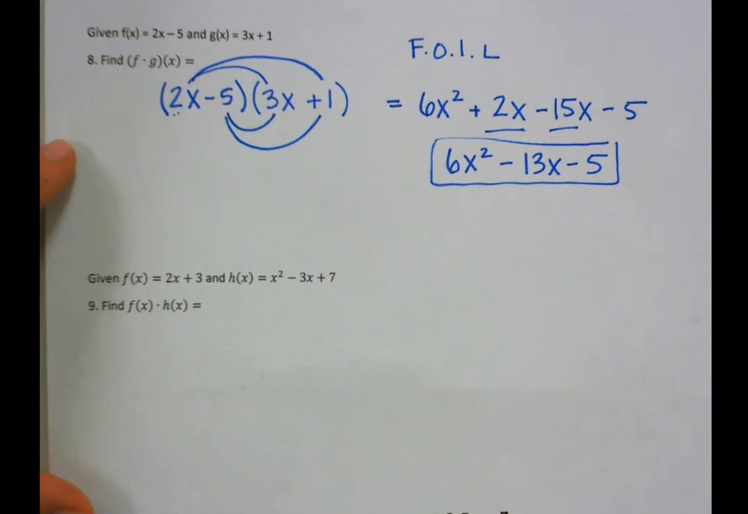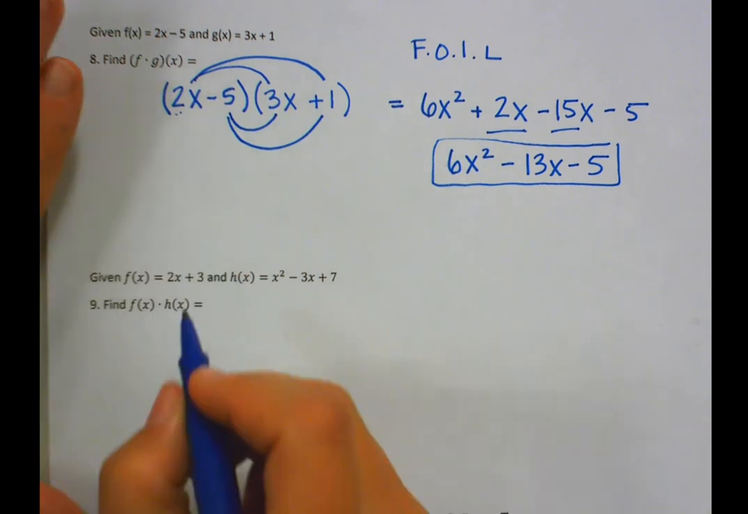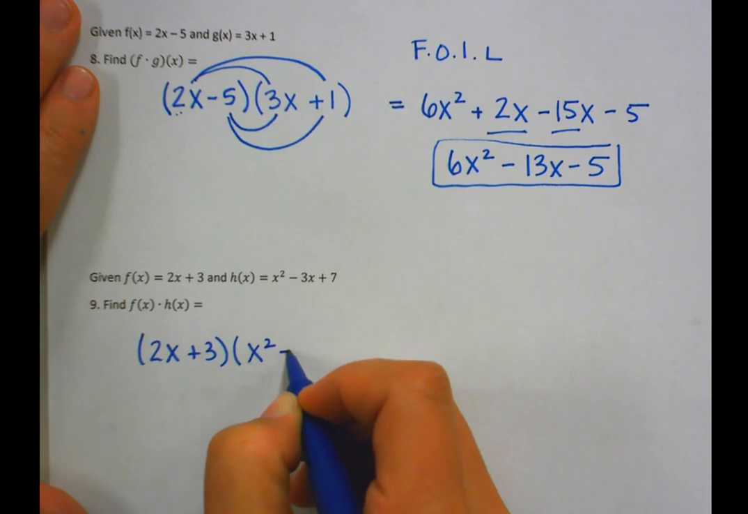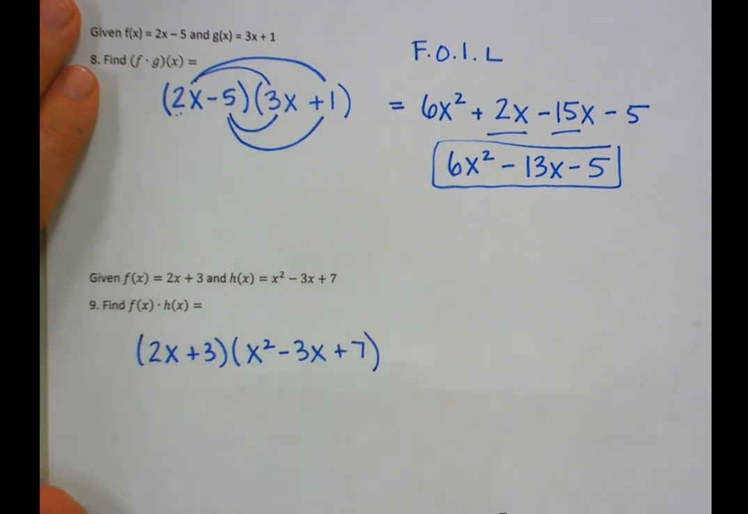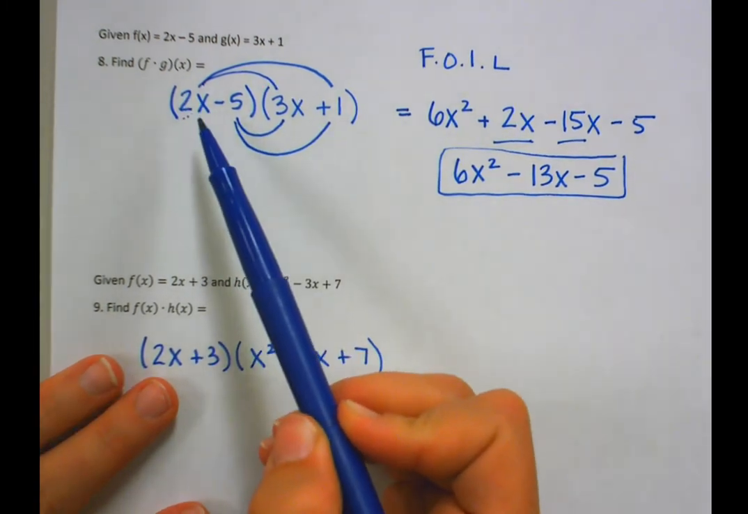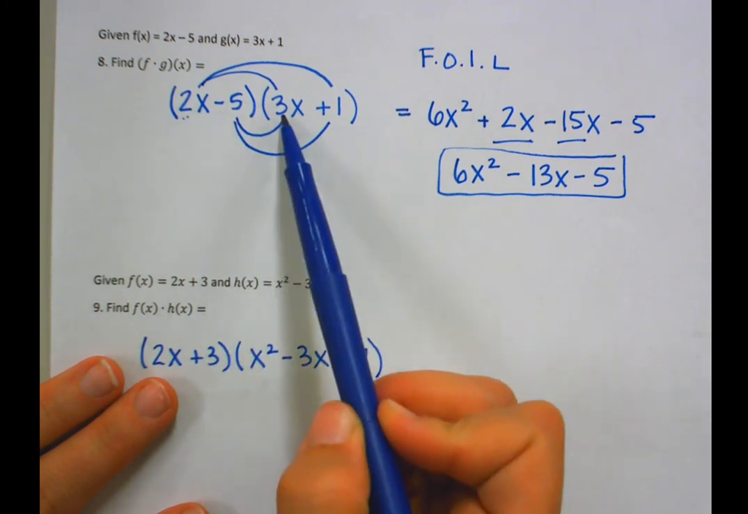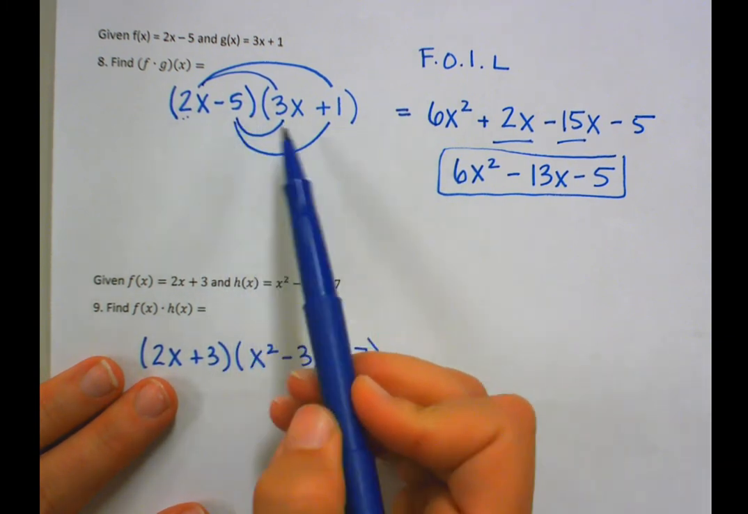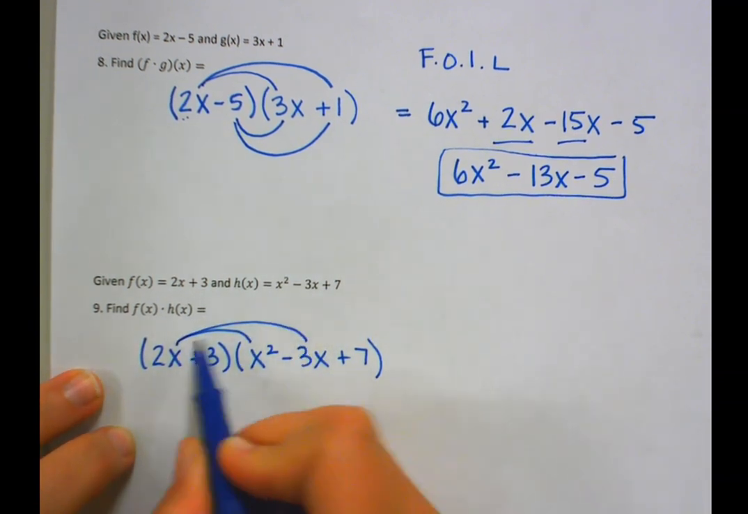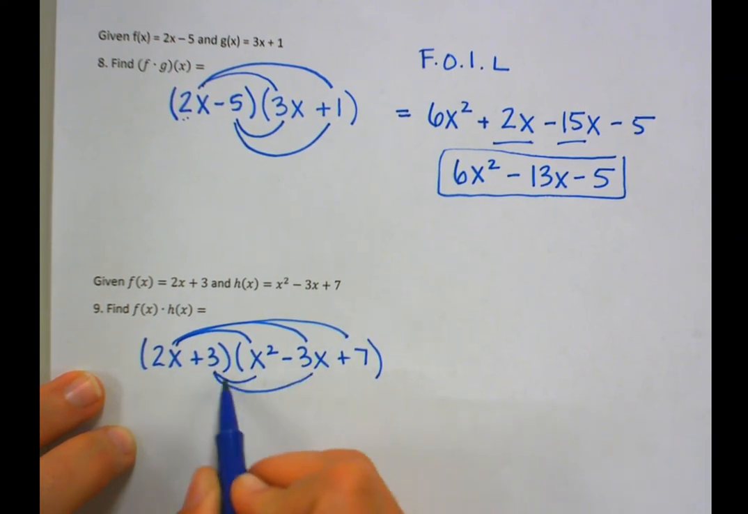So then for our last example, again, I'm just multiplying my two functions together. So I have 2x plus 3 times x squared minus 3x plus 7. And when we multiply, even when we FOIL, all we're doing is making sure we multiply each term by the term in the other polynomial. So I'm just making sure 2x goes to both of these terms, and then negative 5 goes to both of these terms. We do the same thing here. So I'm going to make sure 2x gets multiplied by all three terms here. And then I'm going to make sure 3 gets multiplied by all three terms here.